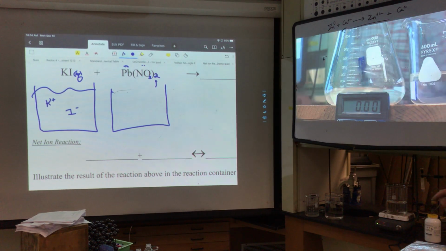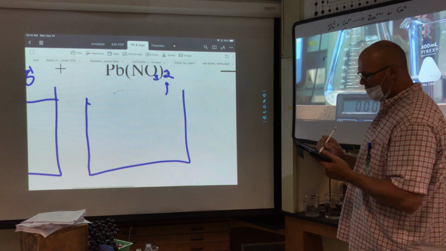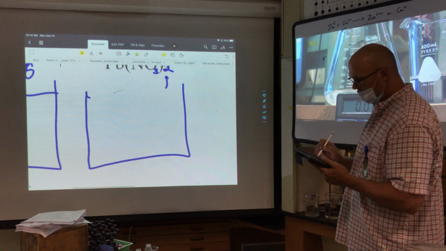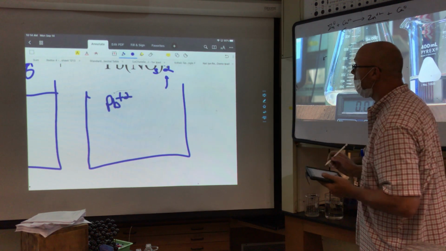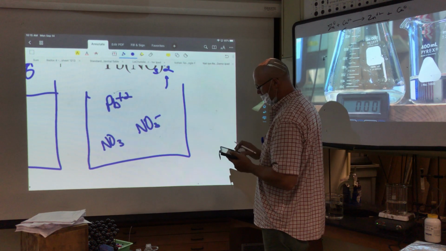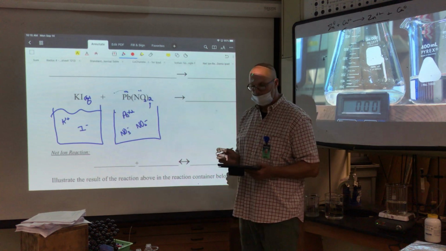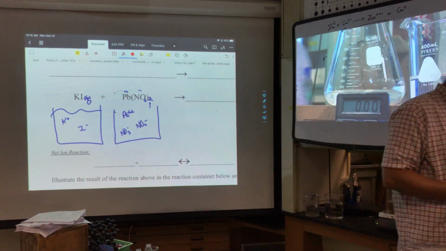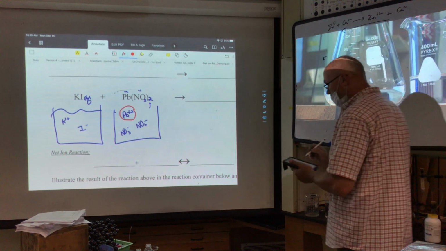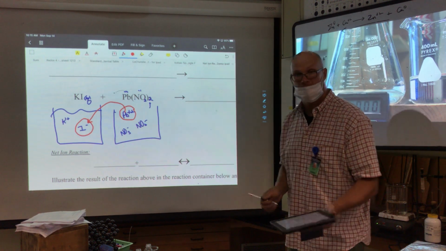Now, because the lead nitrate dissolved, what do I really have? Don't I really have the lead +2 floating around, and I got nitrate ions. And I'll just keep their same ratio. Now, what's going to happen? I'm going to pour these together. So it just so happens that lead +2, just by chance, will hit an I- ion when I pour these together. Just by chance, hook and crook.